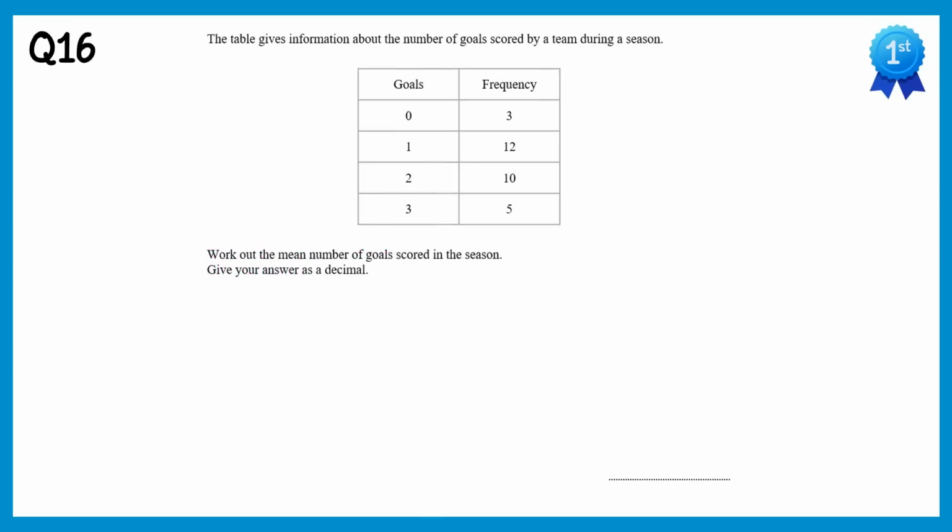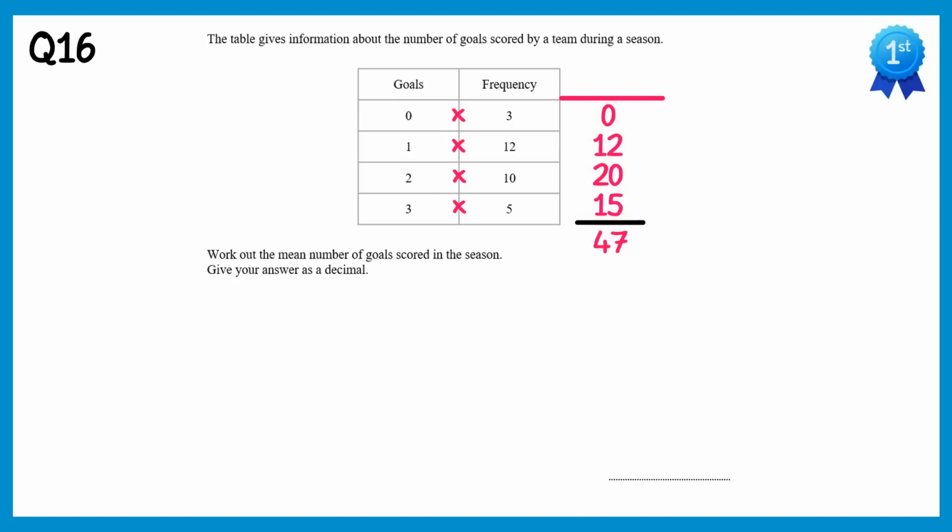For this question, we're looking to find the mean number of goals. To do this, we first of all multiply the goals by the frequency. So 0 times 3 is 0, 1 times 12 is 12, 2 times 10 is 20, and 3 times 5 is 15. We can then add up this last column, which gets us a total amount of goals of 47.